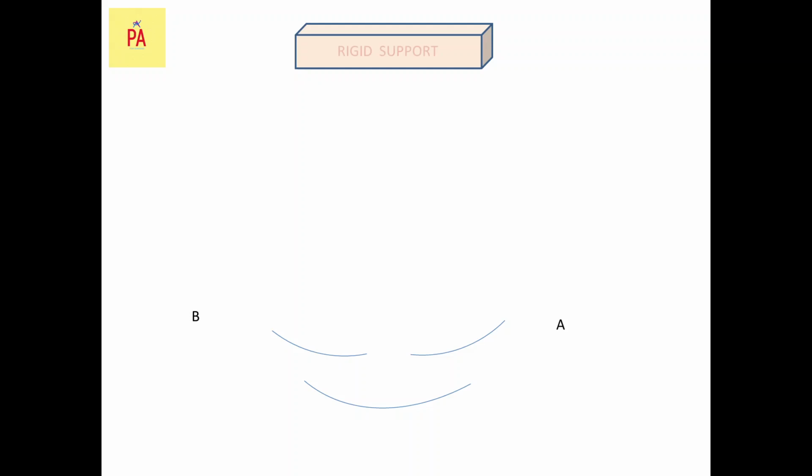Now, here we have taken a rigid support and we have taken two positions A and B, which are considered to be the extreme positions. Now, from the point S, we have suspended a pendulum where this is called the bob and G is considered as the center of gravity of that bob.